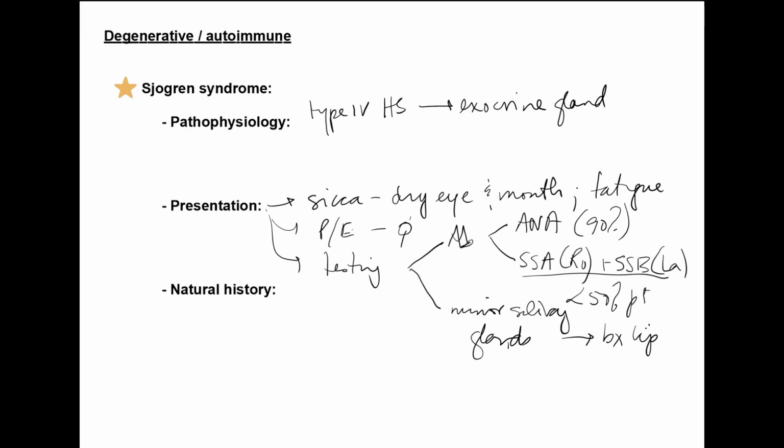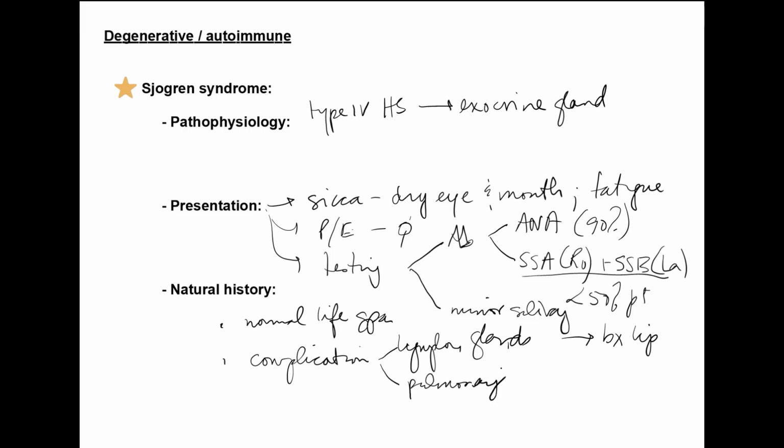Sjogren's patients usually have a normal lifespan, and the major complications are a lymphoma due to the chronic inflammation in the glands, but also pulmonary fibrosis, which is seen in autoimmune systemic diseases. As a relatively benign disease, most of the treatment is symptomatic.